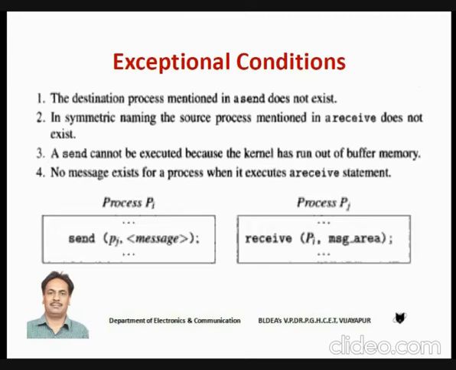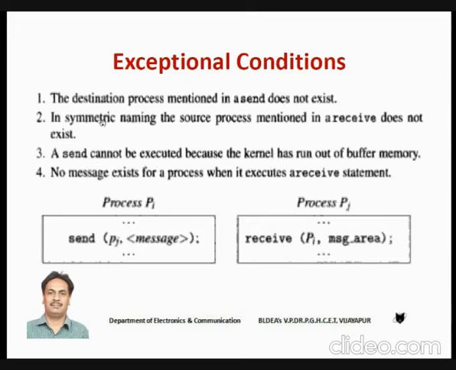Okay, first we have the condition where the destination process mentioned in the send does not exist. Try to understand, students: many times it so happens that while writing the send instruction, you might have specified the name of a destination process. What will happen if that destination process does not yet exist? If that process is not there in the system, that is one of the exceptional conditions, right?